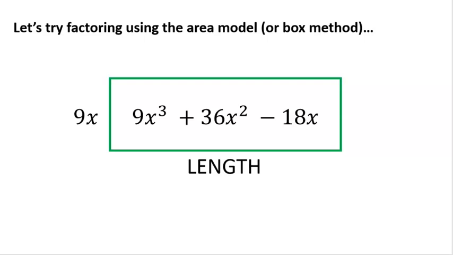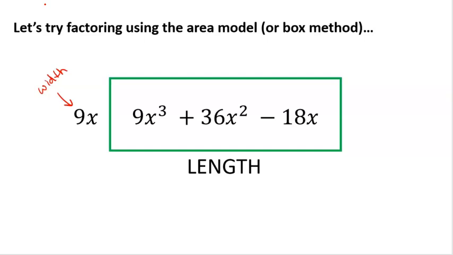Let's try one more using an area model or box method. So when we were multiplying binomials, we were using an area model or box method. You can also do that same thing for factoring. So let's say what they gave to us on the inside of the box is the area of a rectangle. And then they gave us the width, but they're asking us for the length of the box.